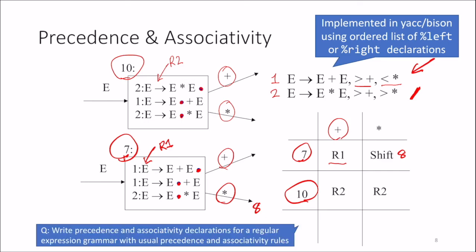So as a question for you, I would like you to write the precedence and associativity declarations for a regular expression grammar. And you can do it either in the Yacc Bison notation, although it's a little bit easier to write it in this notation that I've shown you here. But you can try either one, just as long as you understand how to modify a shift reduce parser to deal with precedence and associativity.